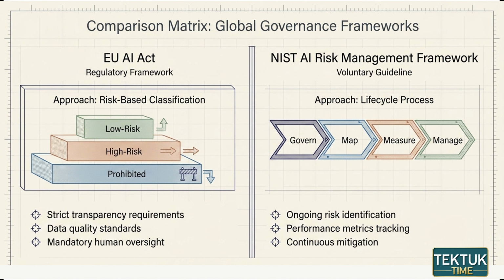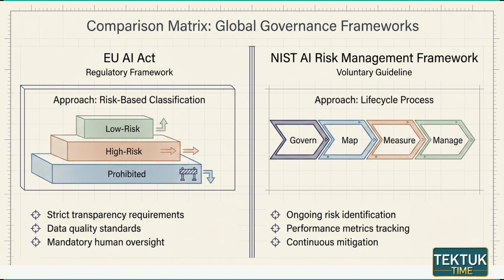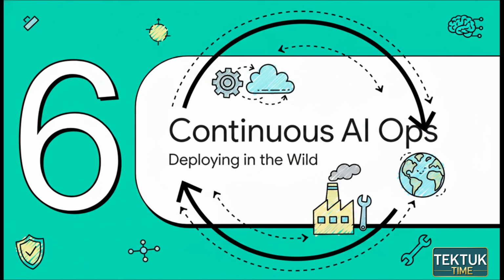Now contrast that with the US-based NIST AI risk management framework. Currently, that's a voluntary guideline. It focuses much more on an ongoing lifecycle process: govern, map, measure, and manage. As an engineer, whether you're dealing with Europe's strict tiers or NIST's process guidelines, you have to design systems capable of complying with both. And that brings us to our final section, the continuous AI operations loop.